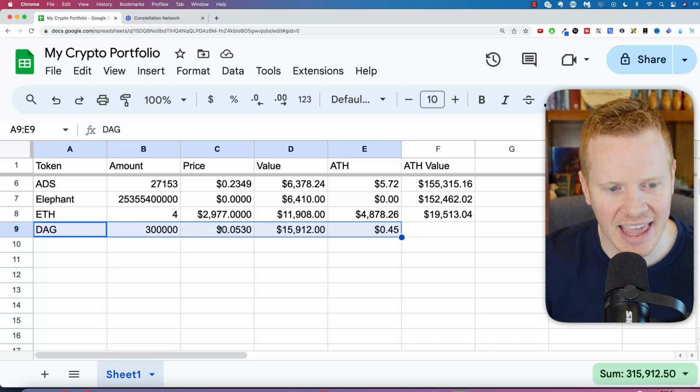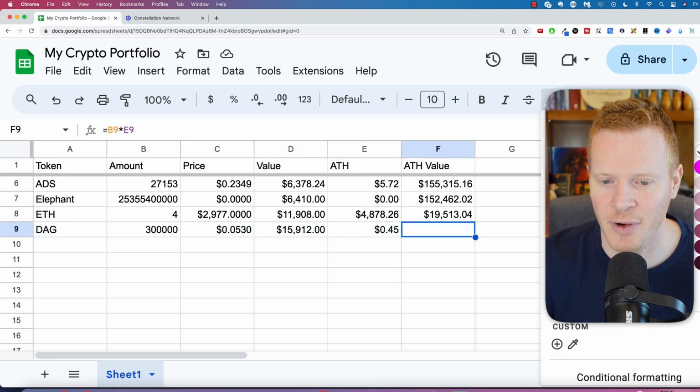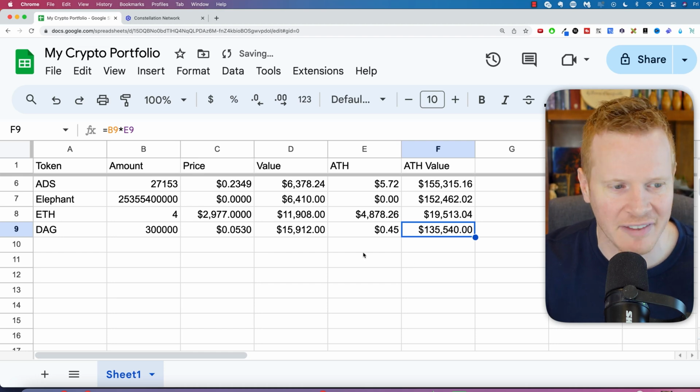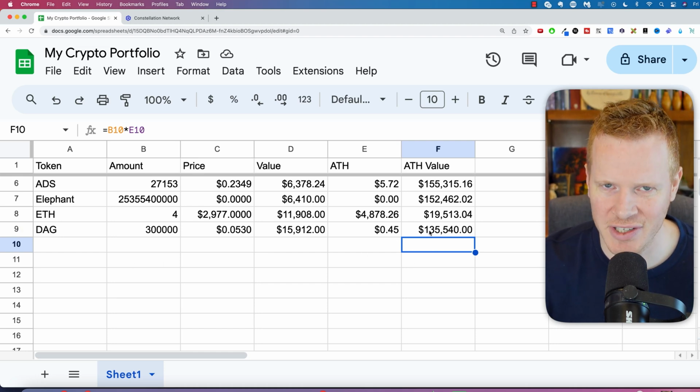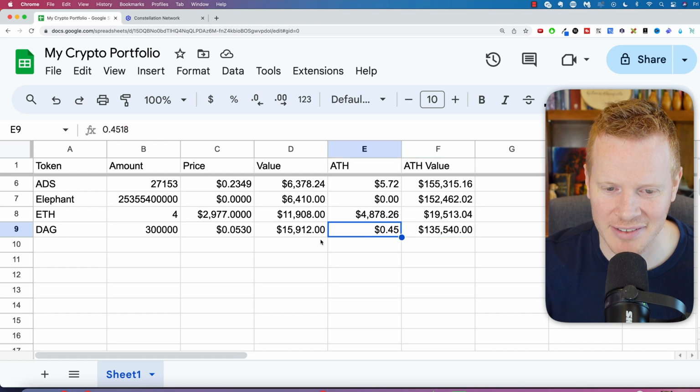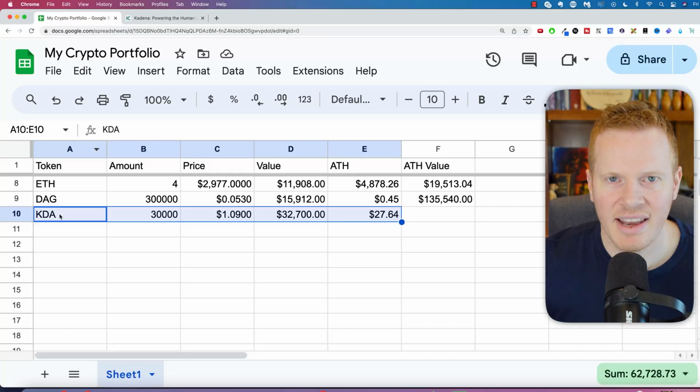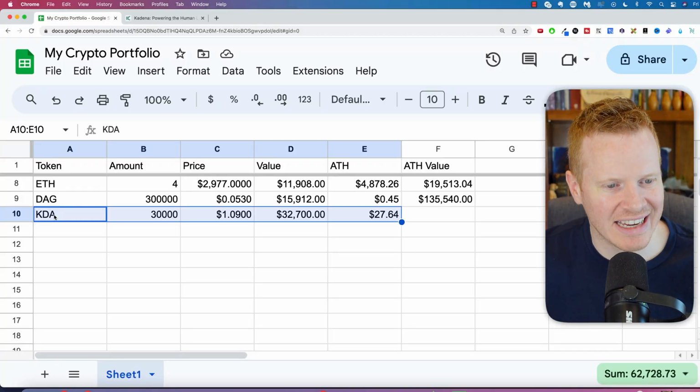I currently have 300K. It's at 5 cents right now. So it's 15K, 16K. All-time high is 45 cents. So if we're able to get back to all-time highs, I'll have 135K of DAG, which interestingly enough, this is closer to what I bought it at, which is sad, but it is what it is. Patience. It's a virtue. Next, ninth smallest holding is Kadena.